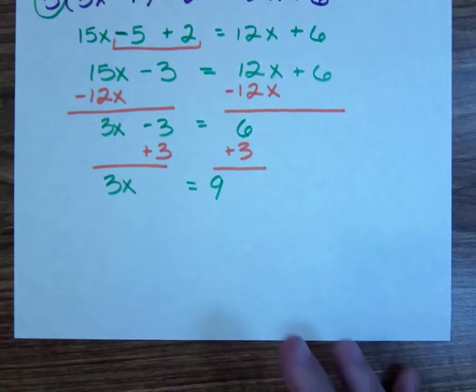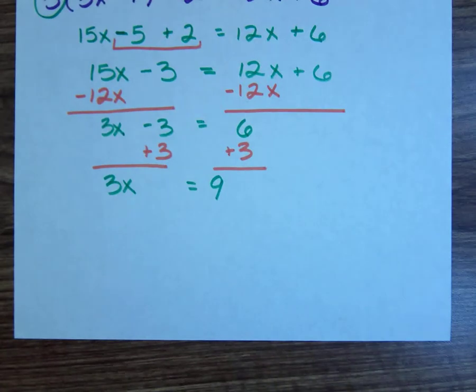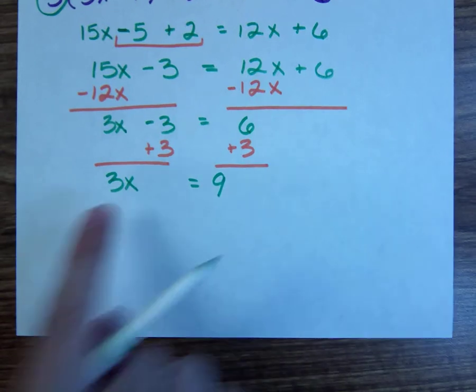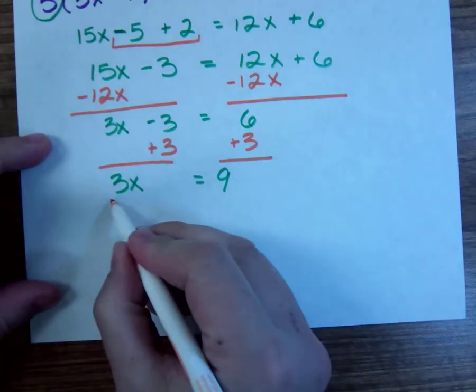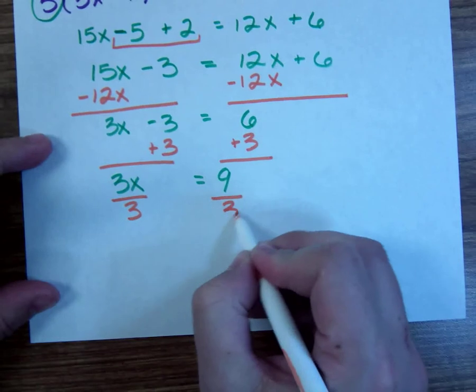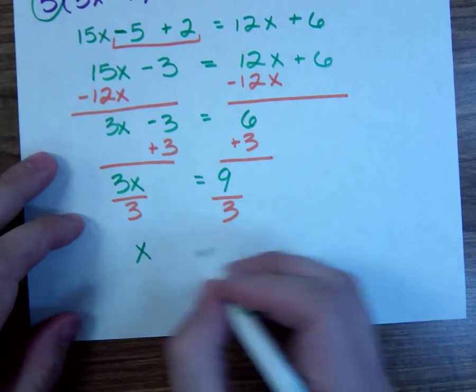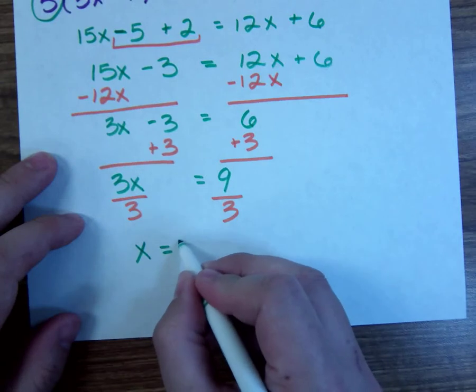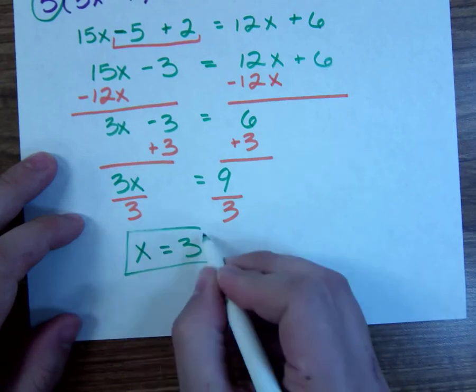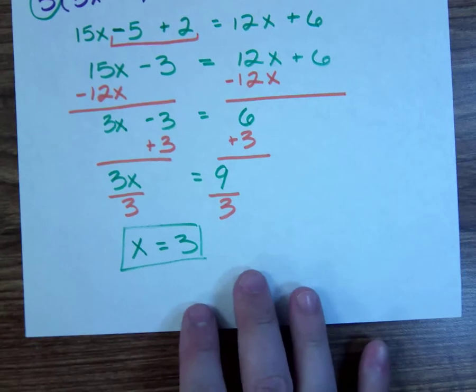Now, my ultimate goal here was to get the x all by itself. Have I done that? No, I haven't. Why not? I do have one more thing over there with the x. What's the one more thing? The division. That 3 right there needs to be divided. So let's take care of that. Divide by 3, divide by 3. 3x divided by 3 is x, and 9 divided by 3 is 3, and there is my solution.